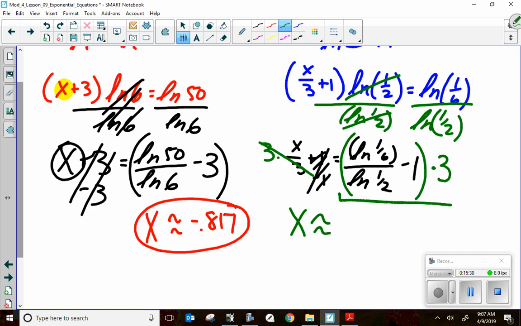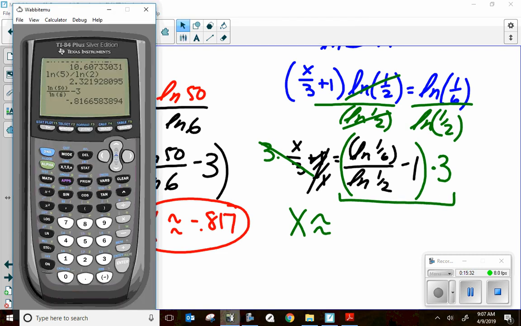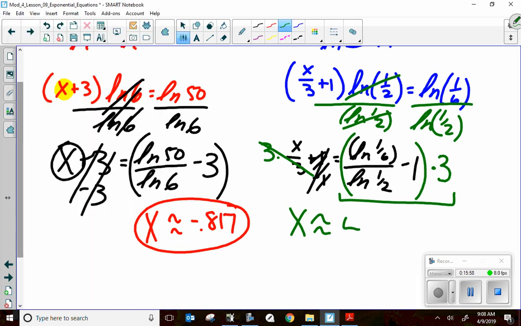I'm going to put this just like I see it in my calculator. Parenthesis, alpha y equals enter. It's the ln of 1 divided by 6 all over the ln of 1 divided by 2. I'm going to pop out. I'm going to subtract 1. I'm going to close that parenthesis. Then I'm going to multiply by 3. 4.755.